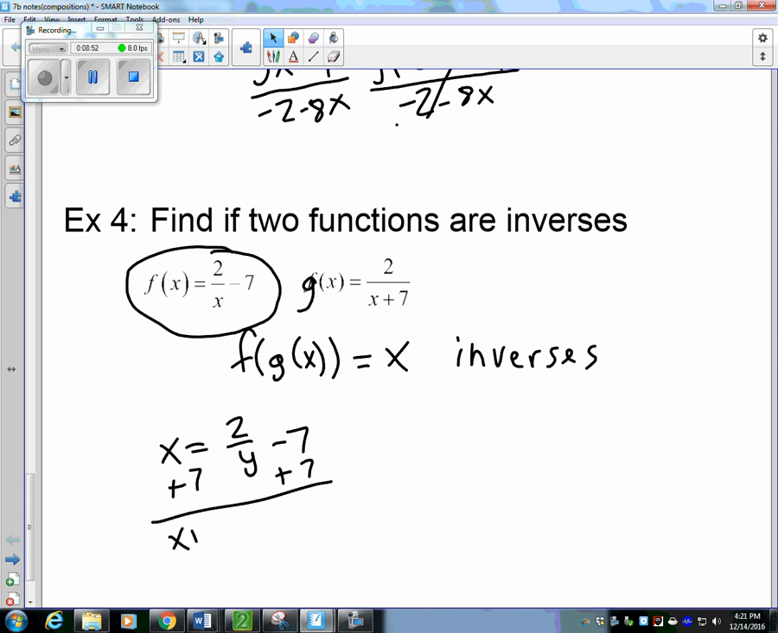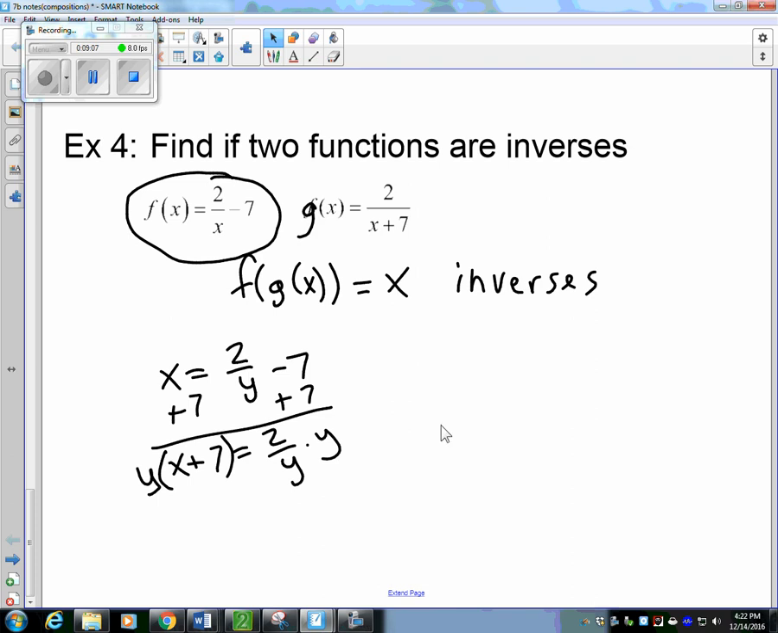isolated. And now we can multiply by y. And we multiply by y here. It's going to cancel out. And we get y equals 2, and to get the y by itself, we just divide by x plus 7. So we get y equals 2 over x plus 7.